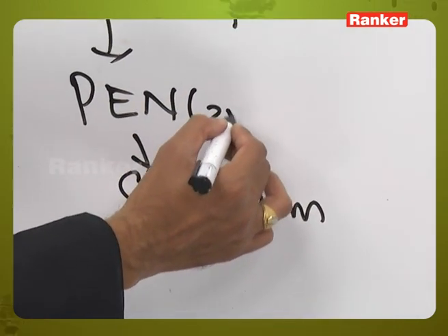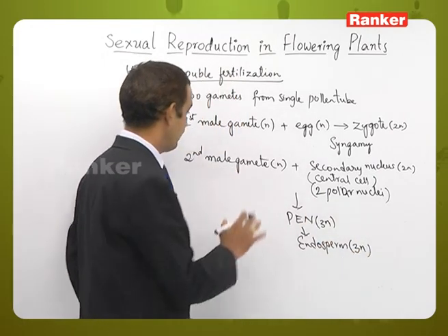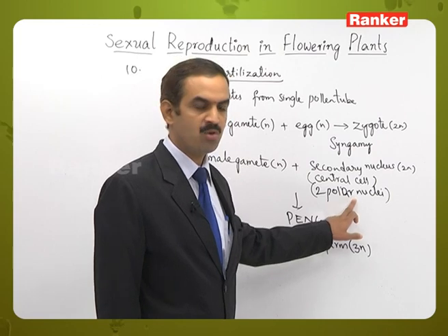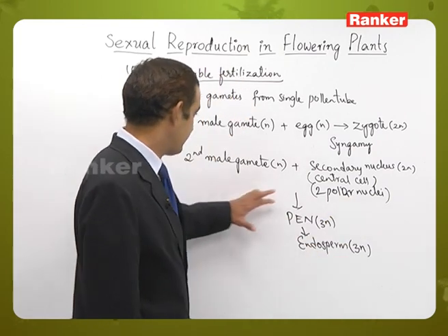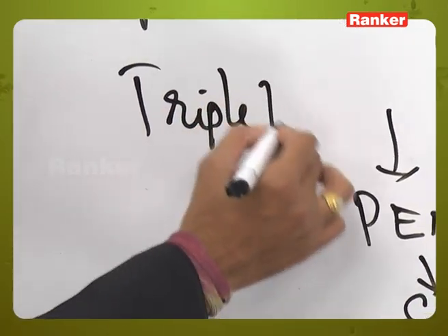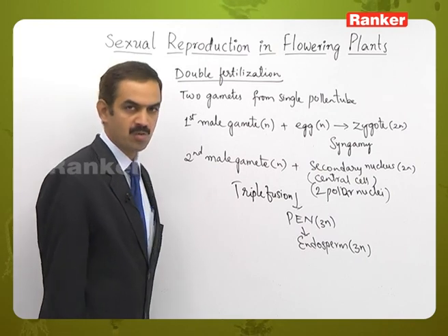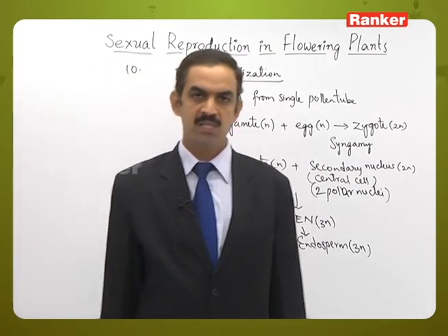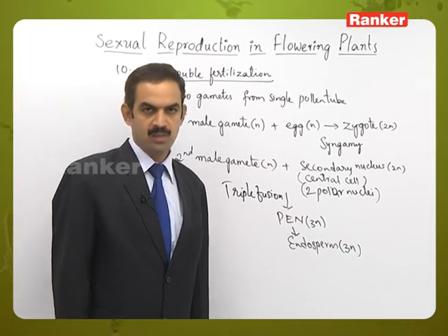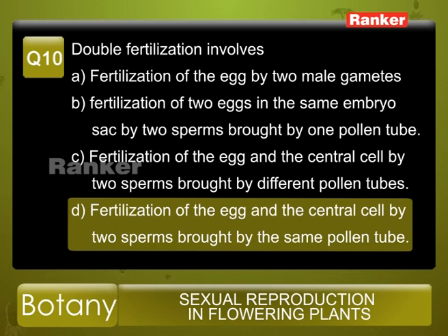And this primary endosperm nucleus and the endosperm cell will be triploid in condition, because one set of chromosomes from the male gamete and two sets of chromosomes from the secondary nucleus are fused here. And this process is called triple fusion. So both syngamy and triple fusion are brought about by the two male gametes, which have been brought by a single pollen tube. So from the given options, option D is the correct answer.